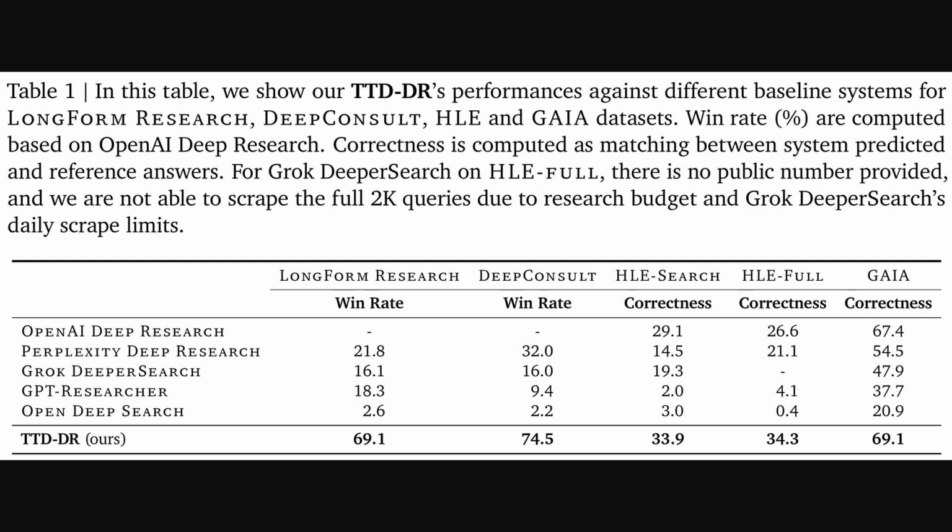Okay, so moving to the results. This table shows us how the Test-Time Diffusion Deep Researcher stacks up against other major systems. For long-form tasks like long-form research and Deep Consult, the metric is win rate, which is a direct comparison against OpenAI Deep Research. And here, their model wins big with a 69.1% win rate on one and 74.5% on the other. For the other benchmarks, which measure correctness on complex questions, it again leads the pack, scoring higher than all other agents, including OpenAI and Perplexity.